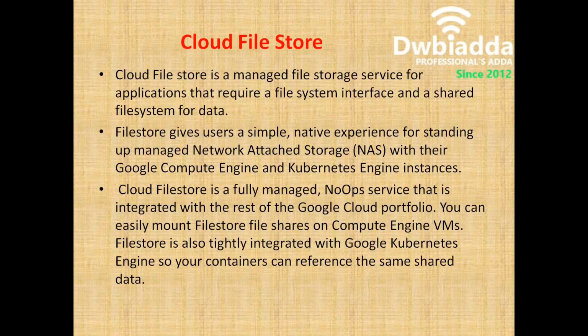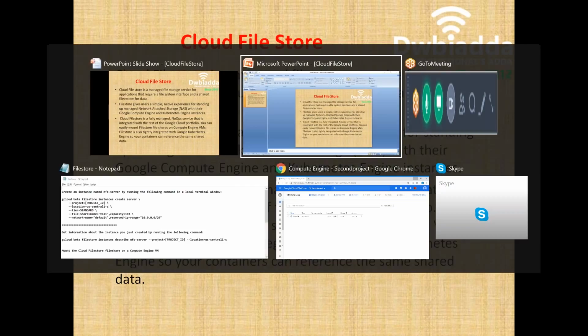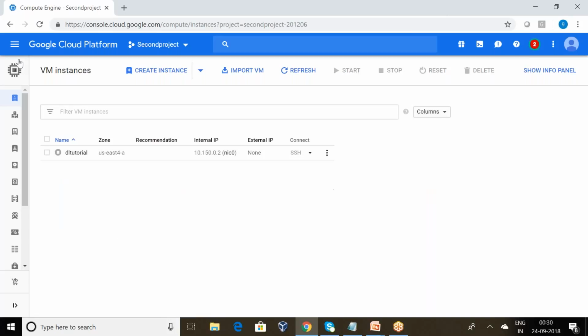There we have to create one computing instance, and then we have to create a Cloud File Store instance. Then we can mount the File Store file shares on the Compute Engine virtual machine. Now I'll be moving into the Google Cloud Platform, and I want to create one instance.